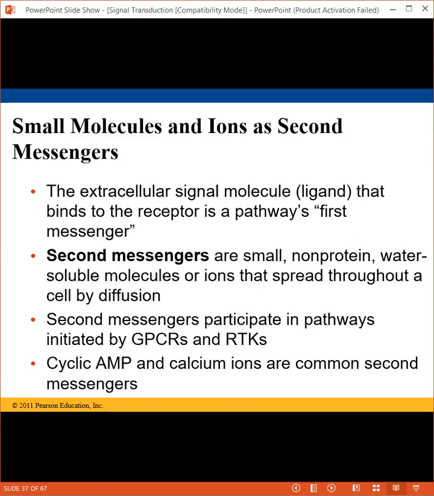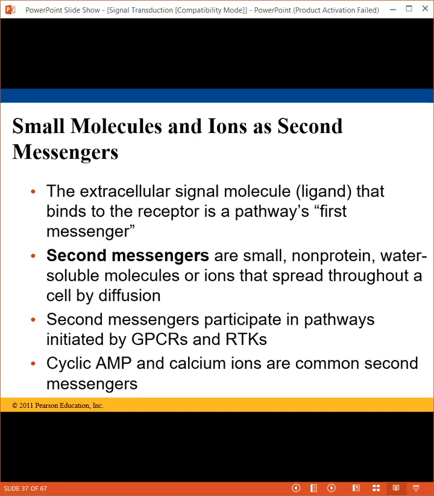We have talked about ligand-receptor binding in the previous class, and these second messengers are actually small non-protein, water soluble molecules or ions that spread throughout a cell by the diffusion process. So there is a difference between the first messenger and second messenger. The first messenger usually doesn't pass the cell membrane. It can interact with the receptor molecule, whereas second messengers are non-protein in nature, and they are water soluble molecules.